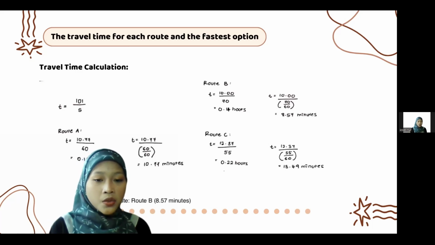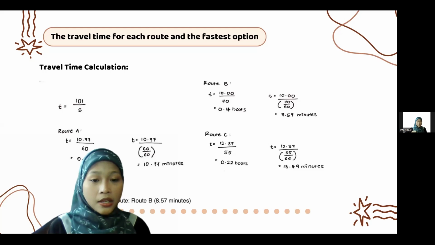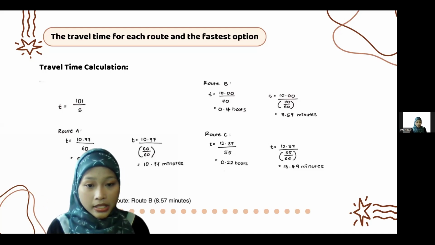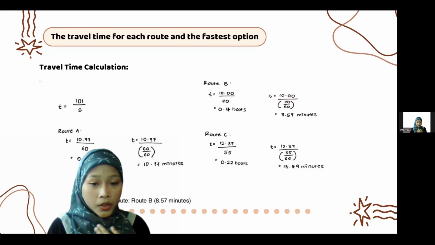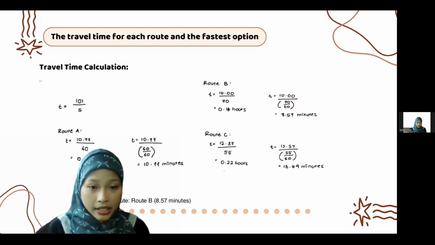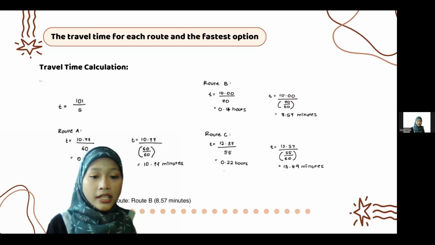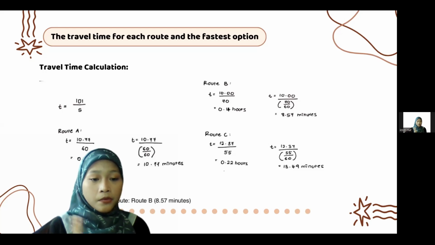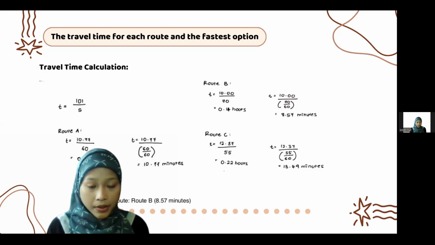Okay, so for route A, the distance is 10.77. So it will be over 60, times 60, where 60 is the average speed that Mushrif needs to use to reach Makete. And why do we multiply by 60? Because we know in 1 hour there are 60 minutes. So to get it in minutes, we need to multiply by 60. So that's why we get the time for route A as 10.77 minutes.